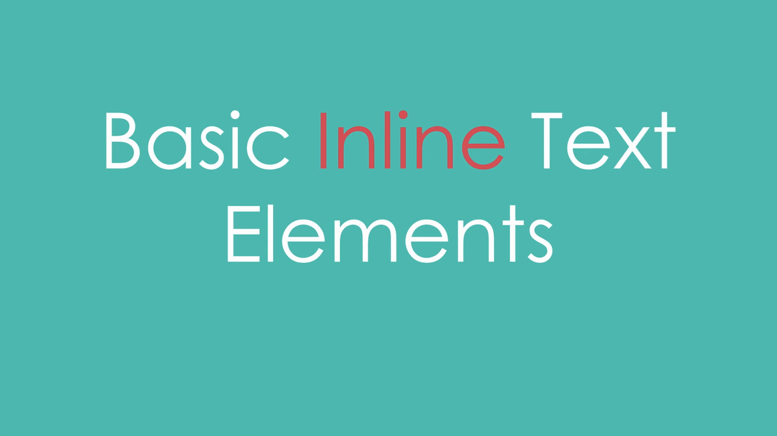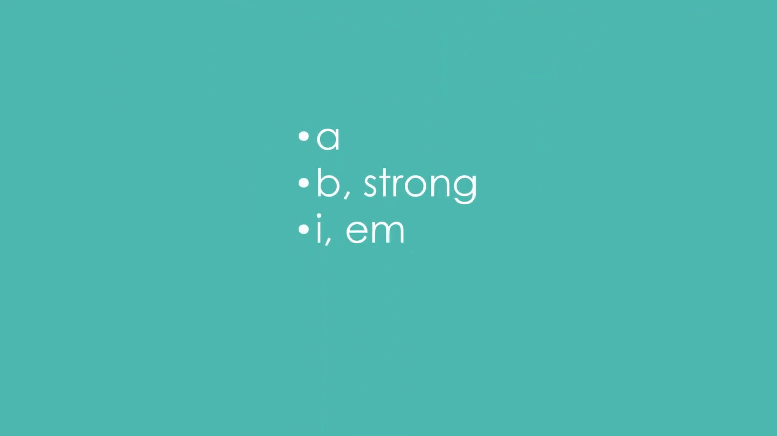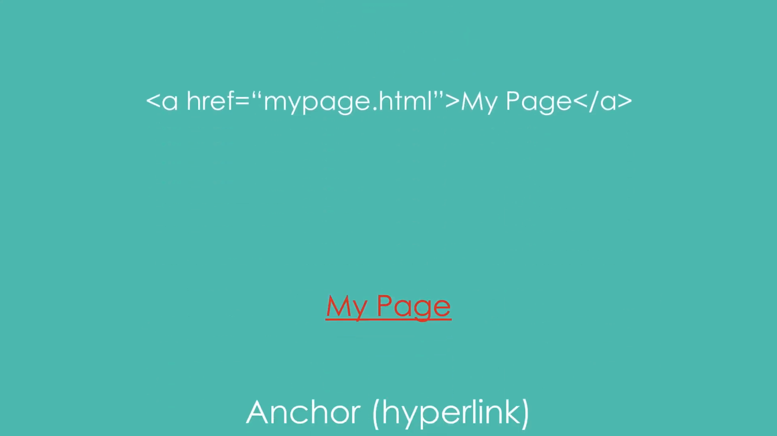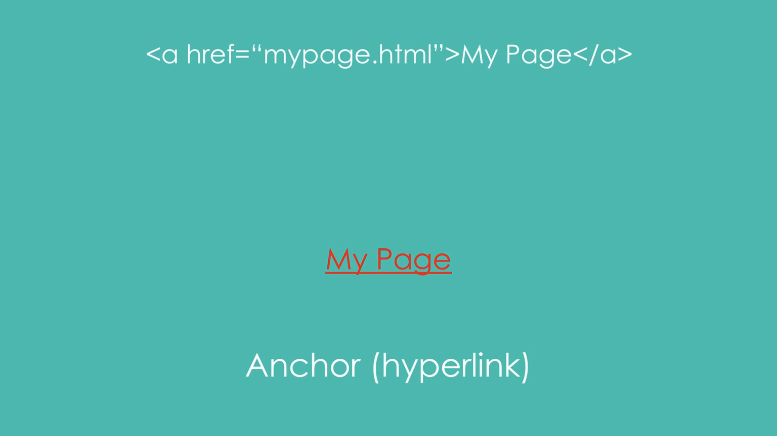Let's look at some of the most common inline elements. They are the anchor tag, which makes links, and the B, strong, I and EM elements. I'm going to give you more of their official names in a second. This is an anchor element, and it allows you to link to other HTML pages or files on a server. They're also often called hyperlinks. The href part of it is where the link is going to go, and what's inside the opening and closing anchor tags is what is shown on the page.